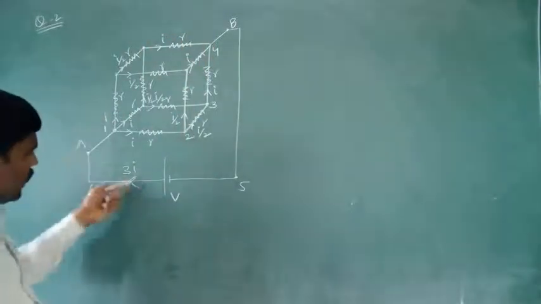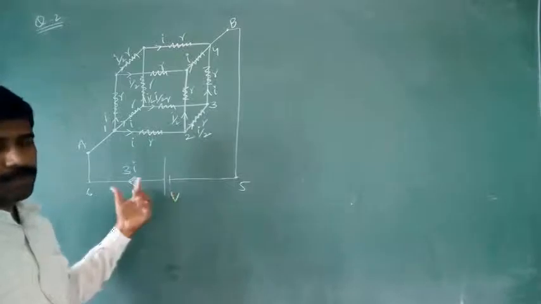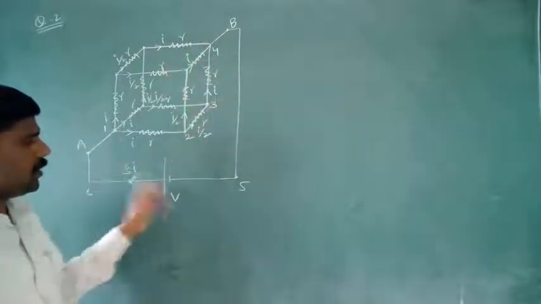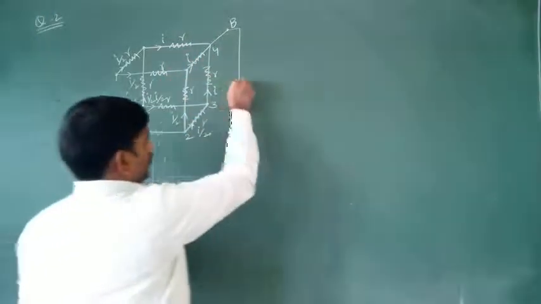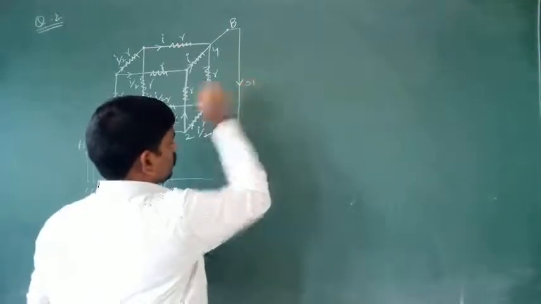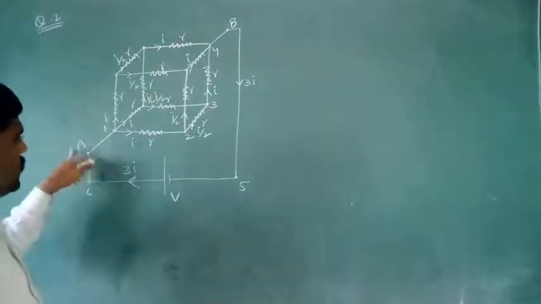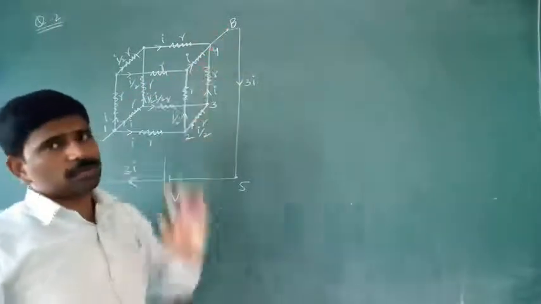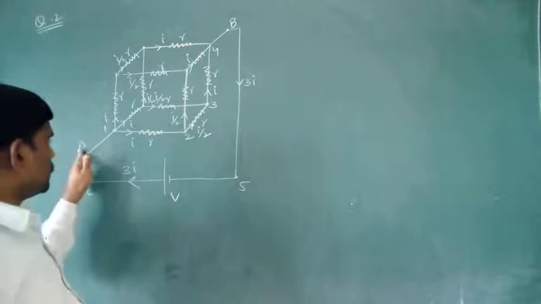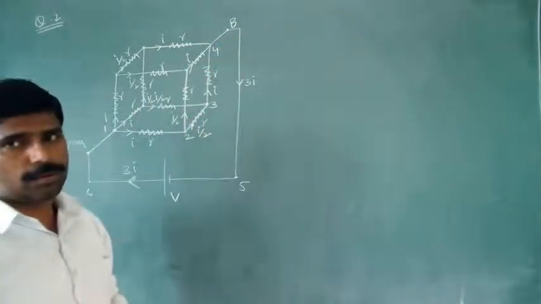So what is the current starting from the positive terminal of the battery? The same current approaches the negative terminal, which means this is also 3I. Right now we want to find the effective resistance across AB. Effective resistance across AB is equal to how much?